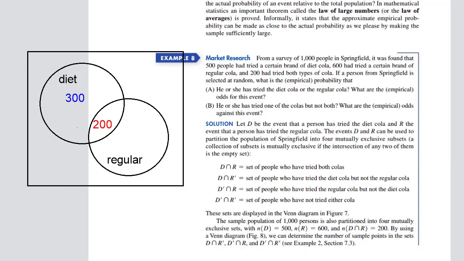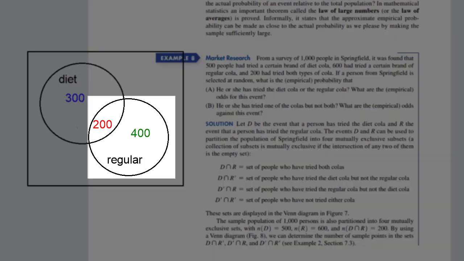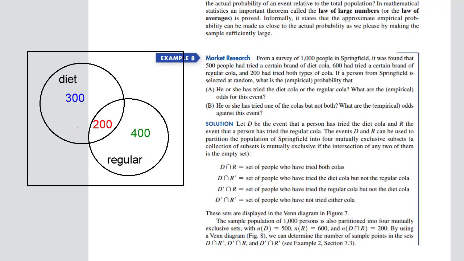And now I can put 400 here because the total regular drinkers is 600. That means outside of the circles, I have to put 100. That 100 must be the people who drank neither diet nor regular cola. Okay, so we've got our diagram.